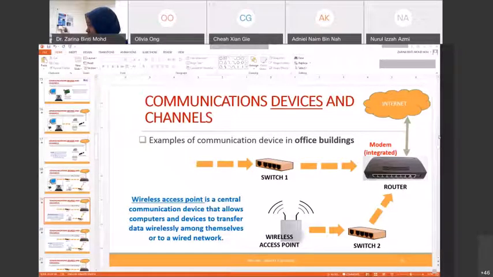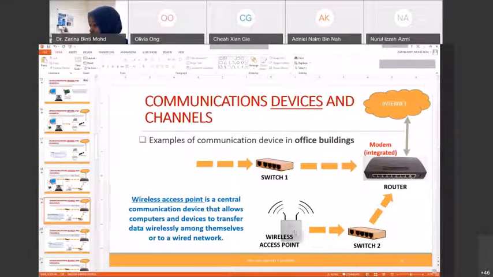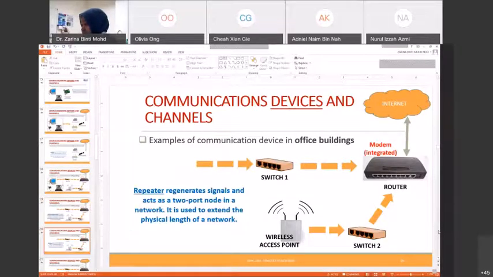In this example, I just show you one computer, isn't it? But in real life, we can have more computers connected to the wireless access point. And usually, the wireless access point will be connected to the other communication devices with a wired cable. So this is usually the connection. It is connected through wire to other communication devices, depending on how the network in the place is configured. So that is the first one, the wireless access point. Let's take a look at the next one.